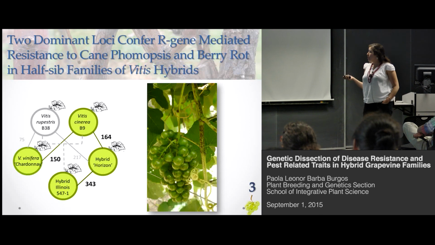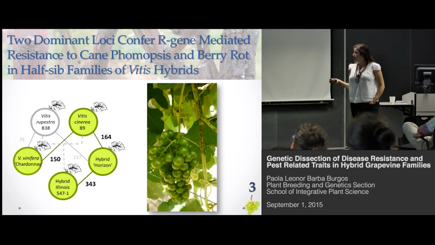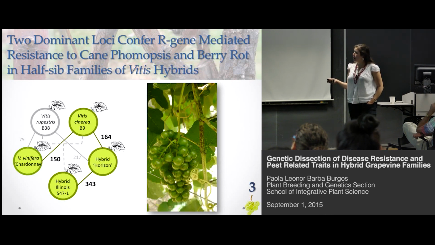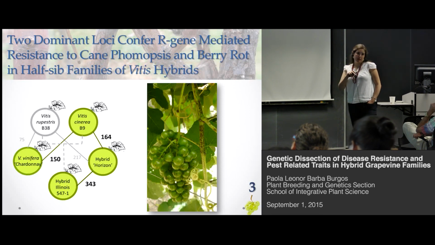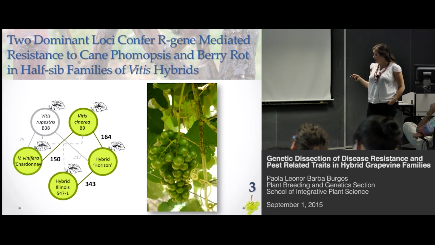So for this work, we use 3 families. We have the Chardonnay by cinerea cross, Horizon by cinerea cross, and Horizon by Illinois cross. Now, Illinois is a progeny of Vitis rupestris B38 and Vitis cinerea B9. So basically, Vitis cinerea is represented in 3 of the populations of the families, and Horizon in 2 of those.